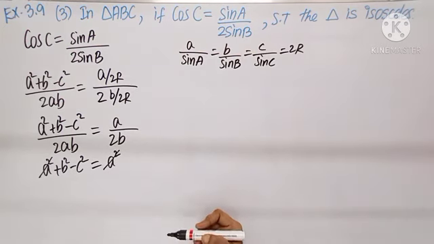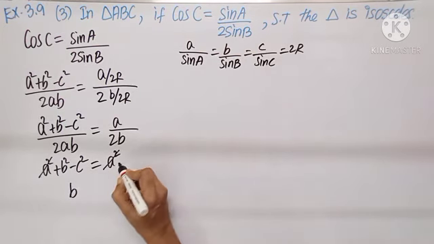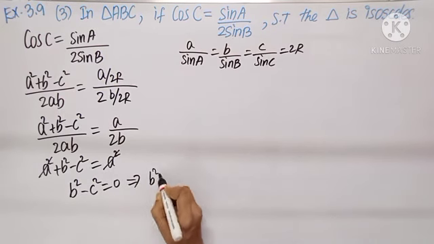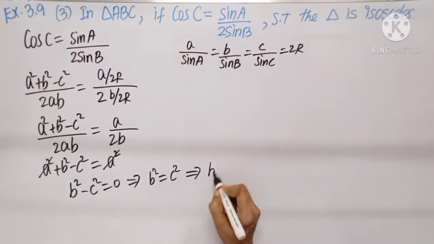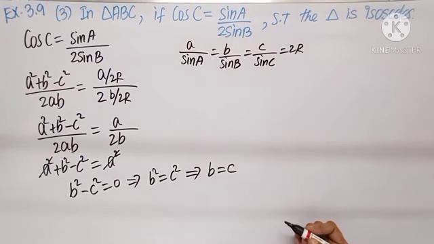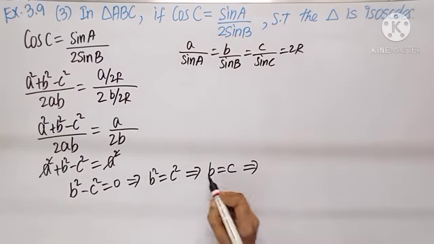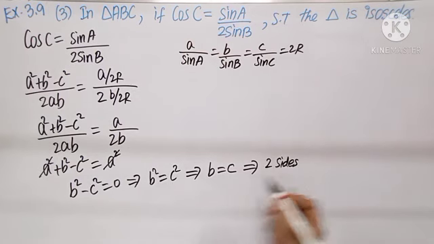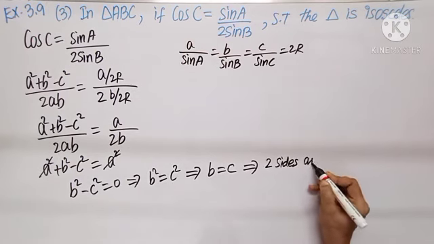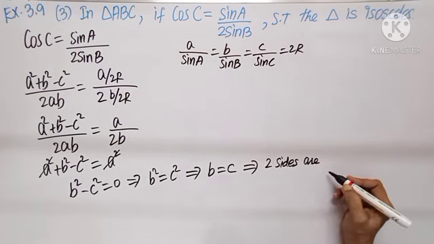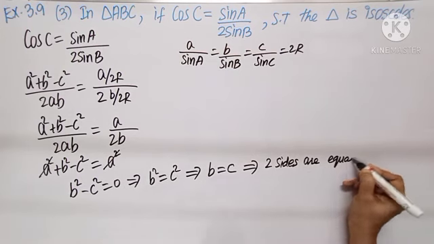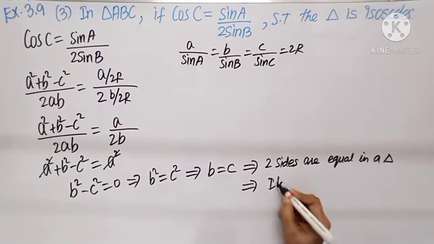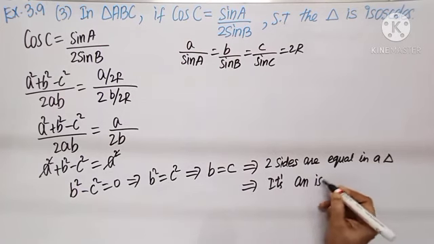A square cancelling. We get B square minus C square equals 0, or B square equals C square, or B is equal to C. This implies two sides are equal. Small b and small c represent two sides of the triangle. So, two sides are equal in a triangle implies it's an isosceles triangle.